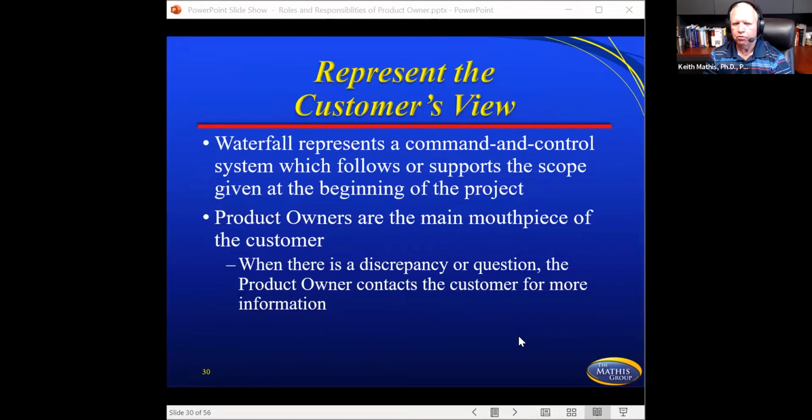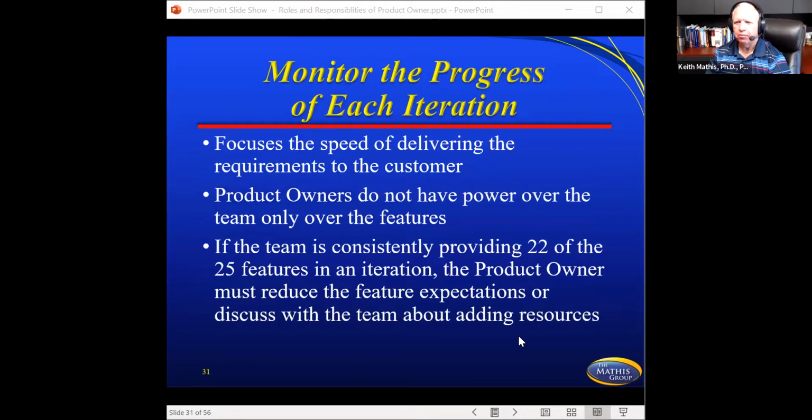So waterfall represents the command and control system. And of course, the reason why we use waterfall is because we lock the scope in and nothing changes without going through change control. So it's a command and control system. Product owners are the main mouthpiece of the customer. So you can see why that product owner and that customer have to be on the same page. If you get a product owner who's misunderstanding the customer, this is going to be a mess because they're verbalizing something that the customer is not wanting, and so it'll be something different.